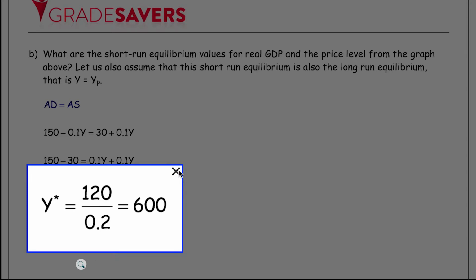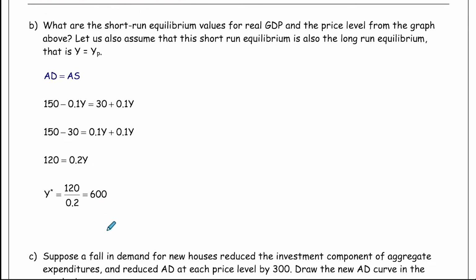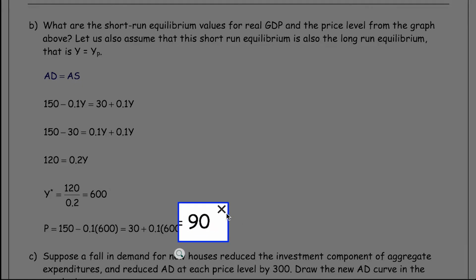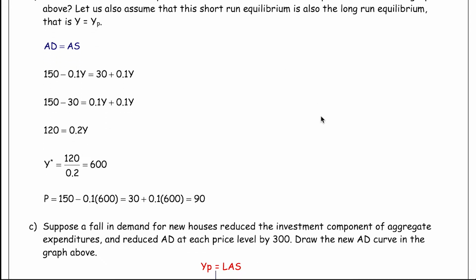Once we figure out the equilibrium real GDP, now we must simply plug this back in, either into AD or AS, in order to solve for the price level. And notice that whether you plug it into AD or into AS, you should be getting the same answer. And so the equilibrium price level that I'm getting is 90. Let's look lower down at required C.